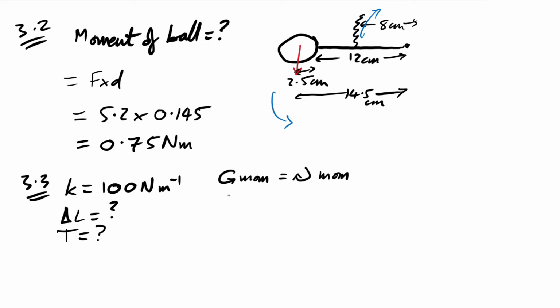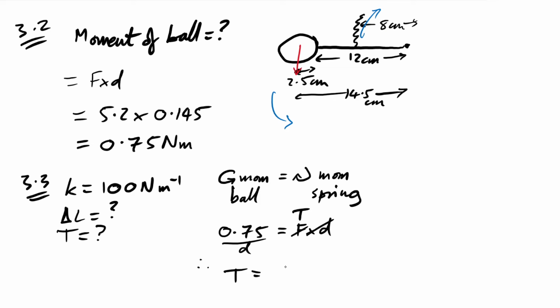I got those the wrong way around. I could therefore say the moment due to the ball is equal to the moment due to the spring. So we have this already, 0.75, and that's going to be equal to force times distance, and that force is going to be the tension, isn't it? So just rearranging this, I'm going to call that T, so the tension of the spring is equal to 0.75 divided by 0.08, because it has to be in meters, and that gives us 9.4 newtons.